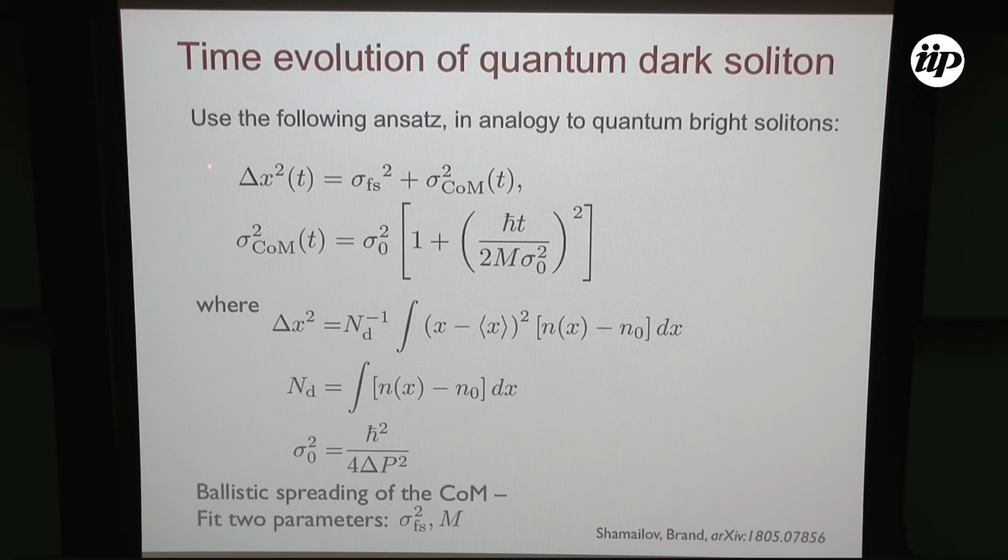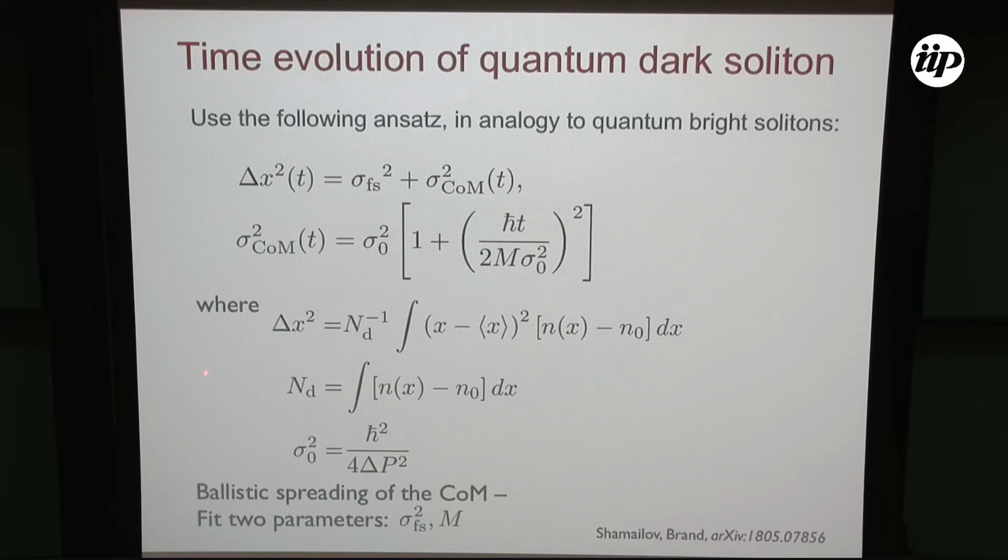So for the variance of the width of the single particle density, we propose that it's given by the sum of something that is time independent, which we call the fundamental soliton width, and another component which we interpret as a variance of the center of mass. But it's not a real center of mass, which is just given by this formula. And so these are the definitions here.